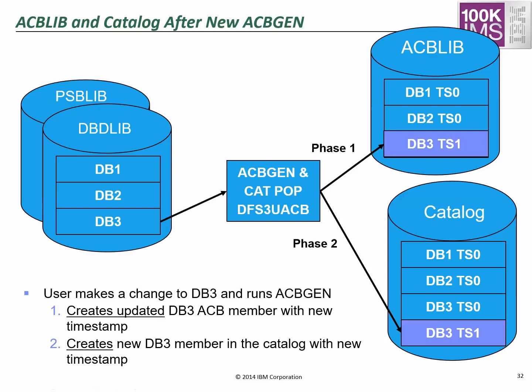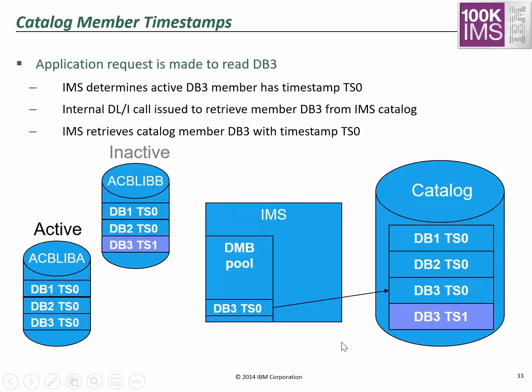I think the reason they did that, at some point they were going to provide fallback capabilities, but then they didn't make any use of it. And now here we are living with the catalog, having multiple instances of DBDs and PSBs, right?